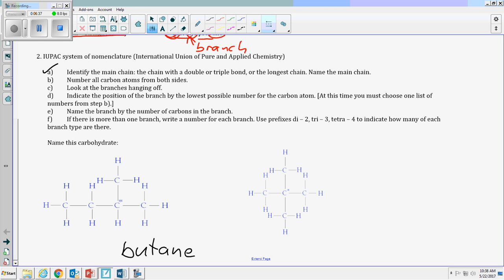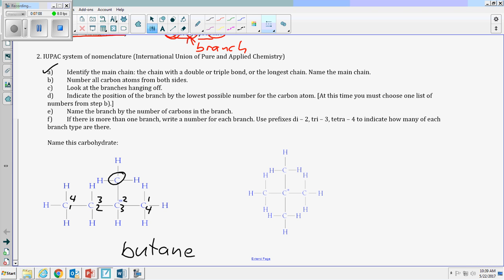Then we have to number all carbon atoms in that main chain from both sides. So the first one, second, third, fourth. We could also number it 1, 2, 3, 4 from the other direction. And the next step tells you why we need to do that. It says, look at the branches hanging off. So here's our branch. And indicate the position of the branch by the lowest possible number for this carbon atom.